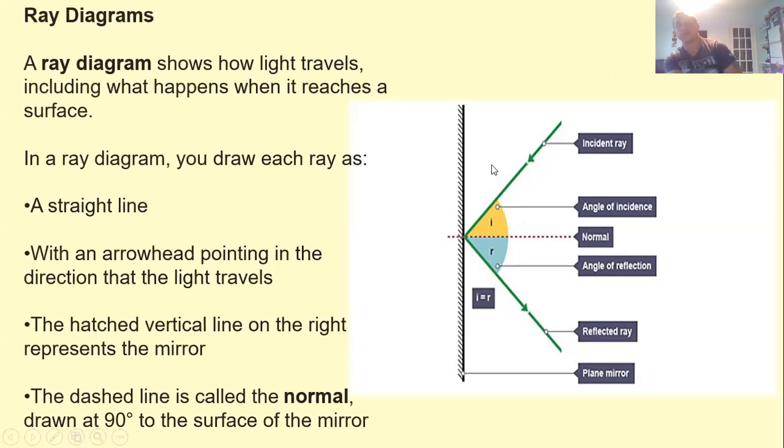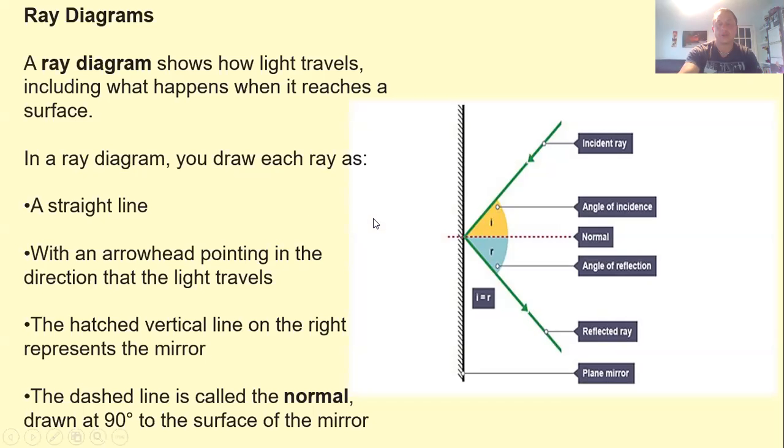You will note on this diagram that light is shown as a straight line. You've got the arrowheads, as I said, pointing the direction of travel. You've got this line here with a hatched vertical line. This represents a mirror, and we've also got this dotted line here, which is called the normal, and this is always 90 degrees to the surface of the mirror in this case, or the surface that the light is bouncing off at, and this is what the angle of incidence and the angle of reflection is measured against.